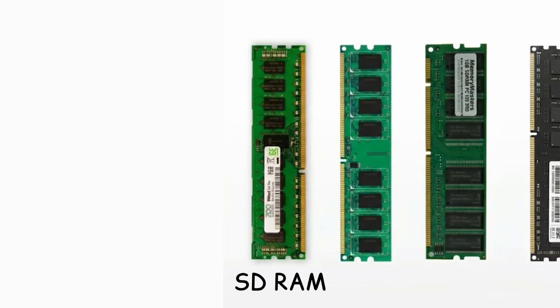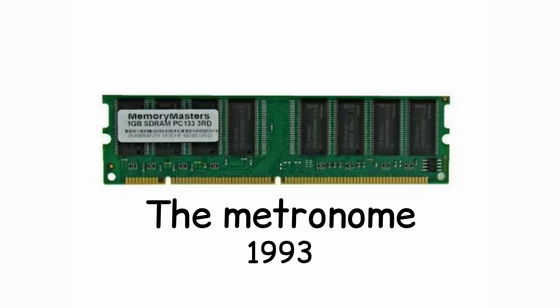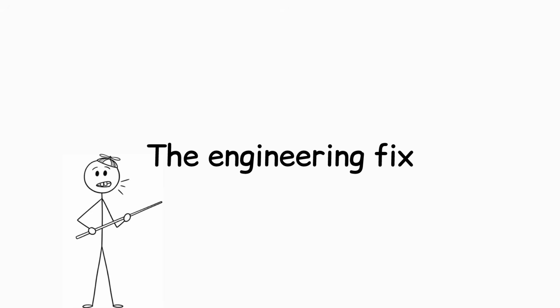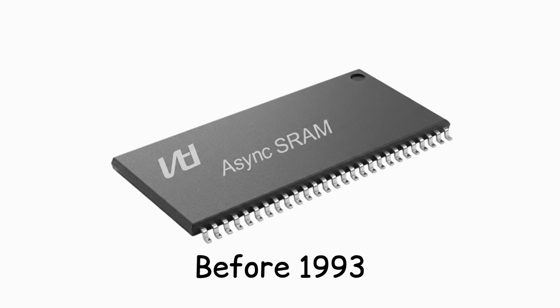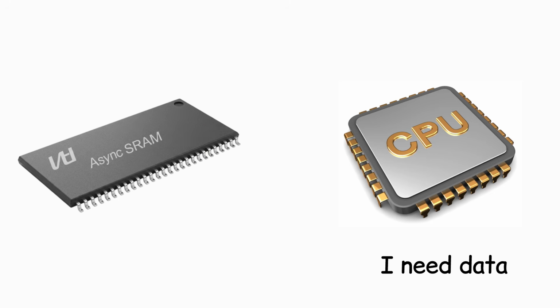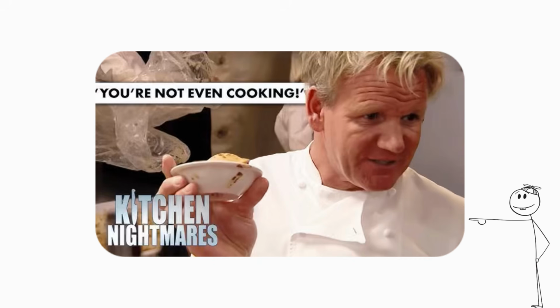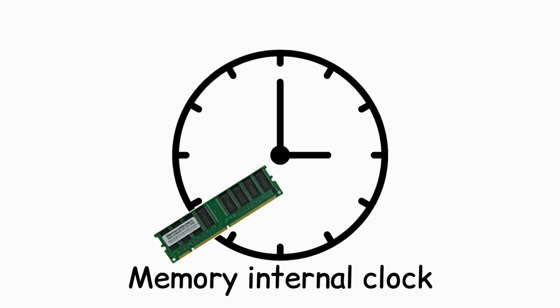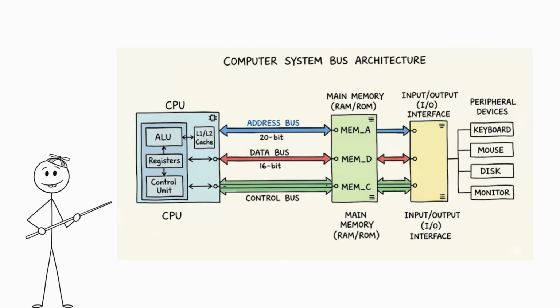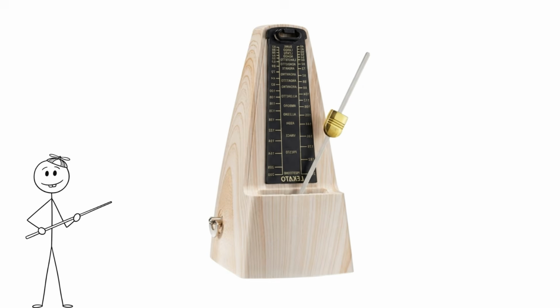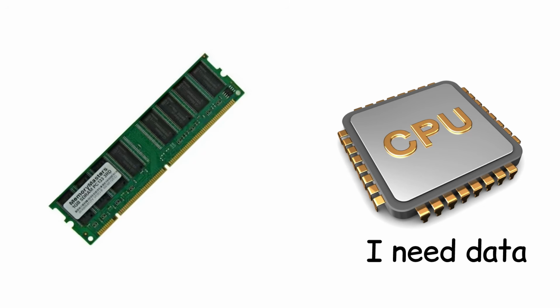1. SDRAM, the metronome, 1993. The engineering fix. Before 1993, RAM was asynchronous. The CPU would request data, and the RAM would fetch it whenever its internal circuitry allowed. Like a fast chef shouting orders at a cook working at their own random pace. Synchronous DRAM, SDRAM, tied the memory's internal clock to the CPU's system bus. Both components started ticking to the exact same metronome, allowing the CPU to schedule calculations perfectly with zero wasted downtime.